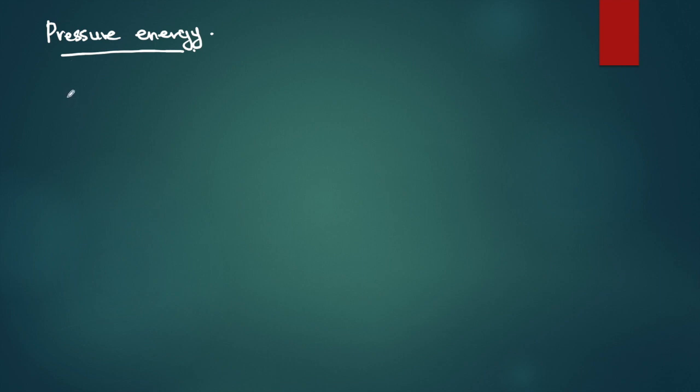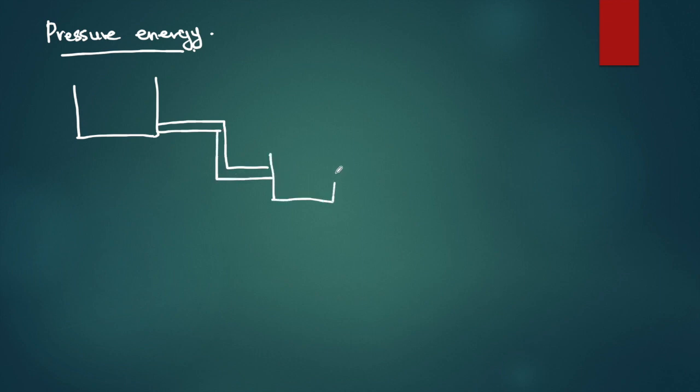So for the first example, let's say we have one tank and we want to transfer the water from tank A to tank B. Okay, we have two tanks. So this is tank A and tank B. And water from tank A will flow in the pipe and then go to tank B, from A to B. Both of these tanks are open to atmosphere. So take a look at this, open to atmosphere.